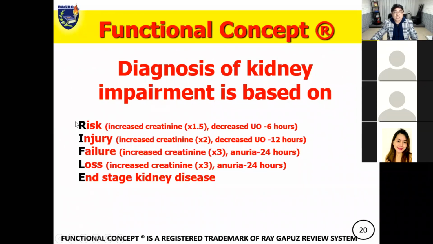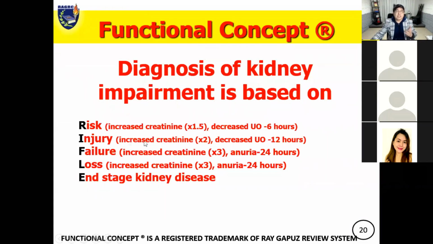You begin with a risk when you have decreased urine output for 6 hours. Then it's called injury when the urine output is decreased for 12 hours. Then you have failure when you have anuria for 24 hours, or loss of kidney function when you have anuria again for 24 hours, and end-stage kidney disease, which would tell you that the kidneys are already not functioning, okay? Which means the GFR could already be less than 15.